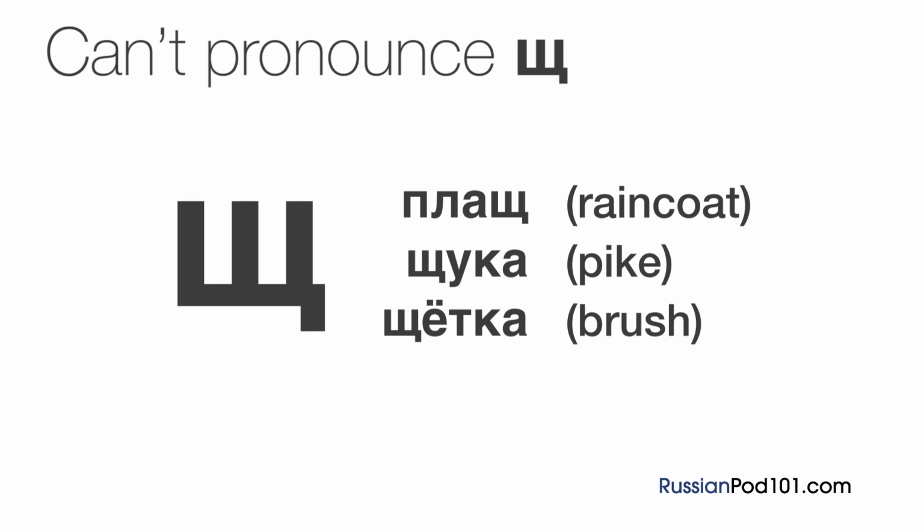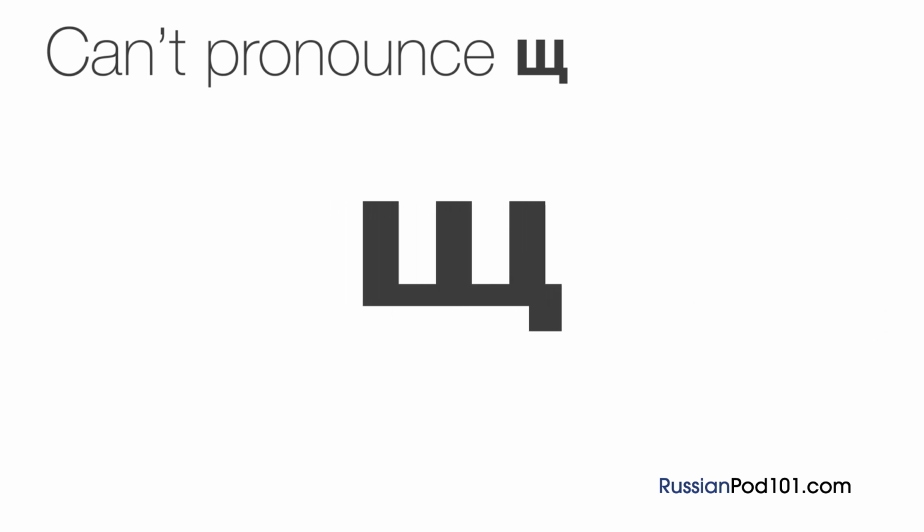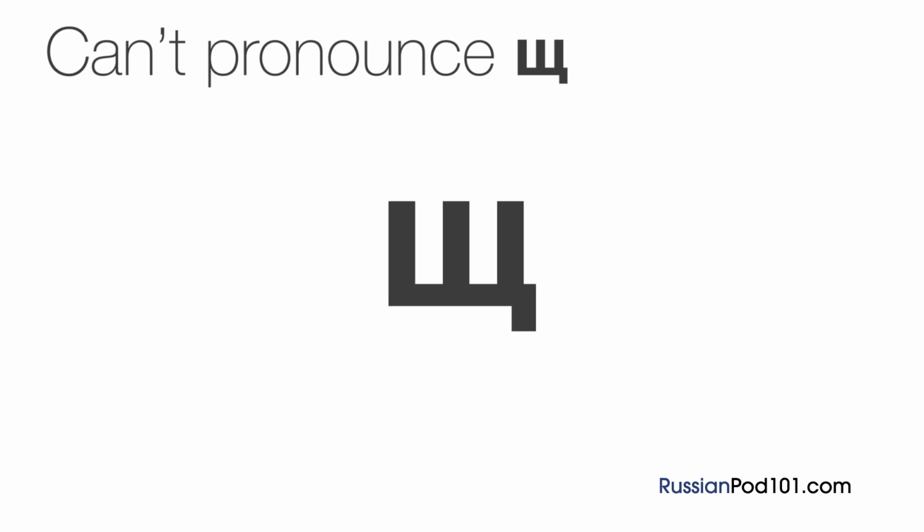Щ. Плащ. Щука. Щетка. Notice how it sounds a little more constricted and tense. It also sounds slightly longer than other consonants. If you want to know how to pronounce this sound correctly, stay tuned until Lesson 6, where we break it down in detail.